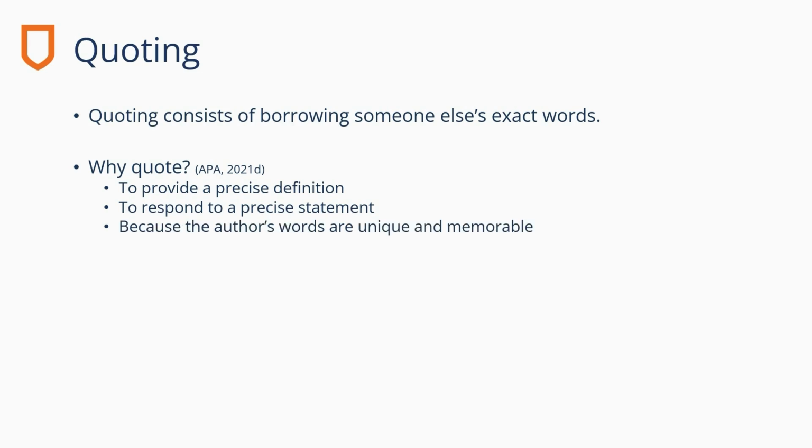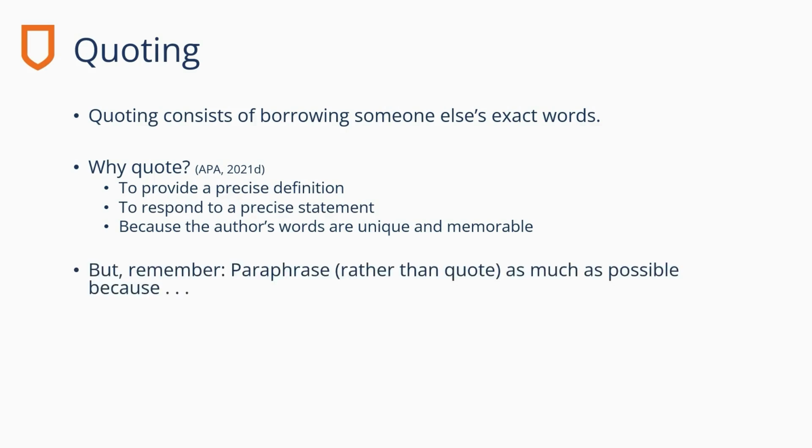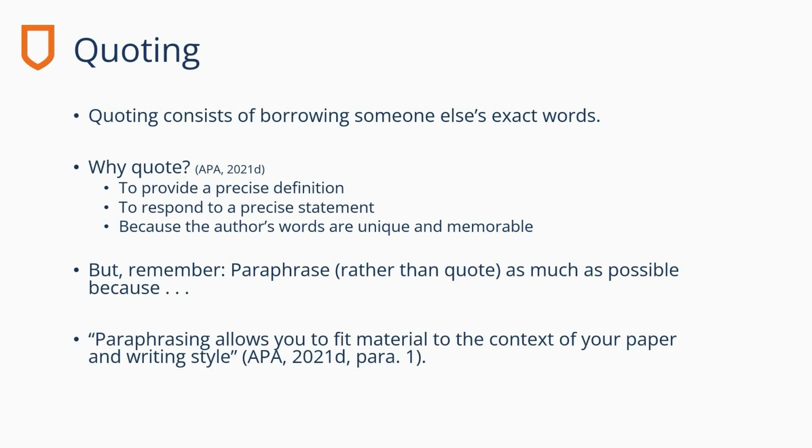Or you might quote when an author has said something memorably or particularly well. This is a tough one because we might think that it's memorable simply because we feel it was said better than we can say it. So try to challenge yourself to paraphrase even if you feel a quote is unique. Notice, there are not many circumstances under which quoting is recommended, so the default in APA is paraphrasing, though quoting can occasionally have its place. APA explains the benefits further, as paraphrasing allows you to fit material in the context of your paper and writing style, rather than a quote seeming very out of place.